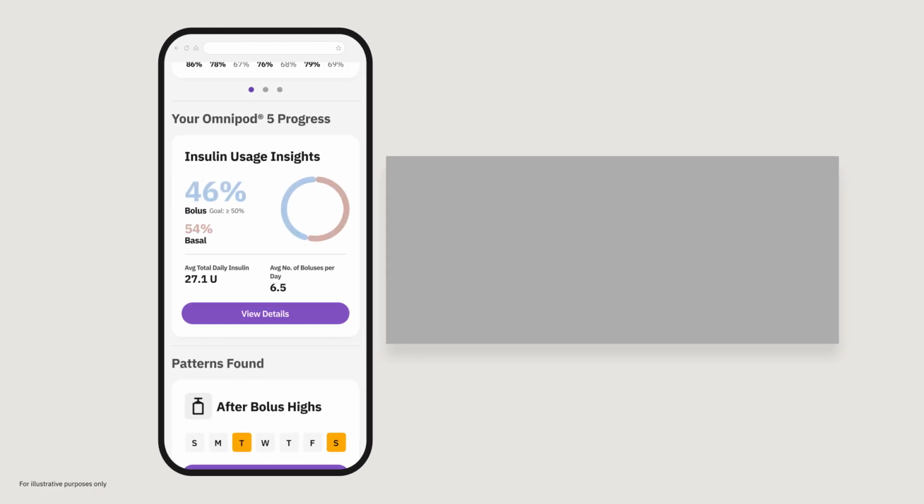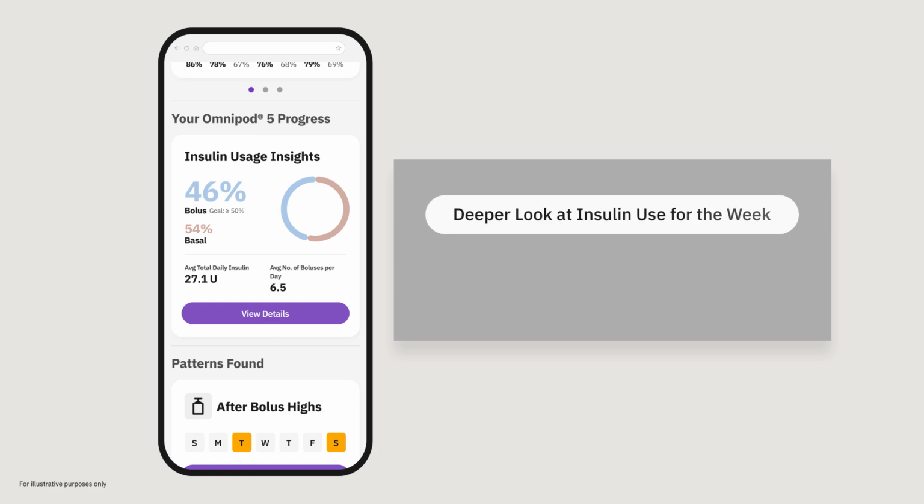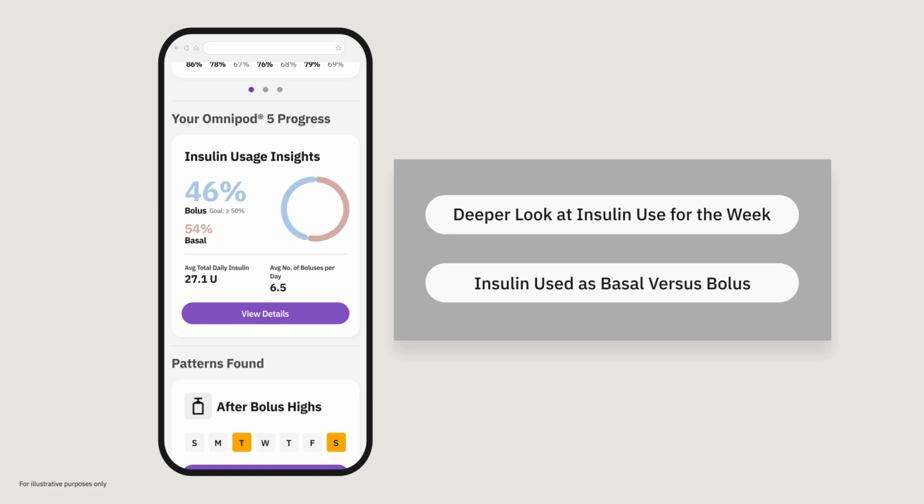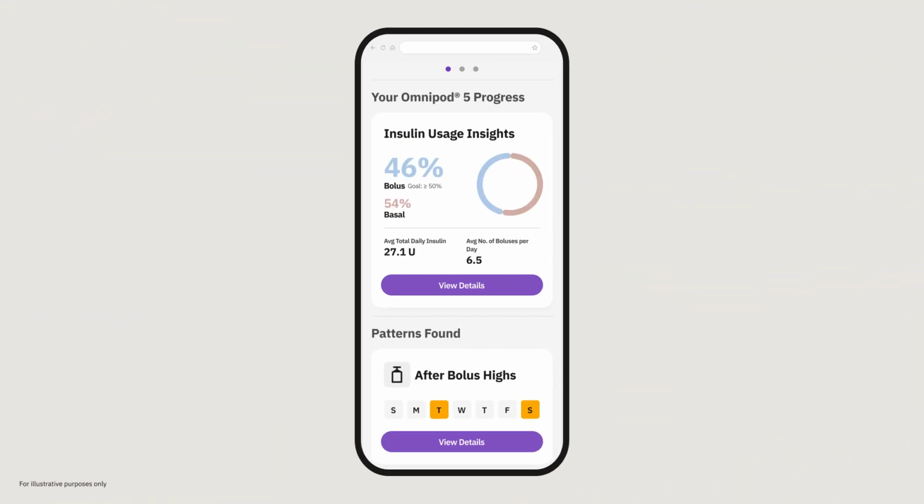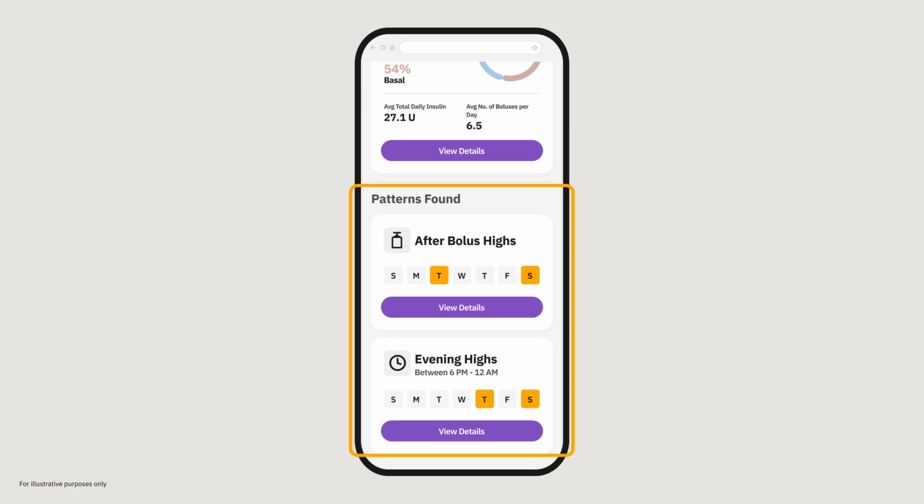To recap, the Omnipod 5 progress section gives you a deeper look at your insulin use for the week. If there's enough data, you'll see insulin usage insights showing how much insulin was used as basal versus bolus. Continuing through the weekly insights, you'll come across a section called Patterns Found. A pattern is something that happens the same way more than once. This could be your glucose is often high or low around the same time or in the same situation, like after meals or before bed.